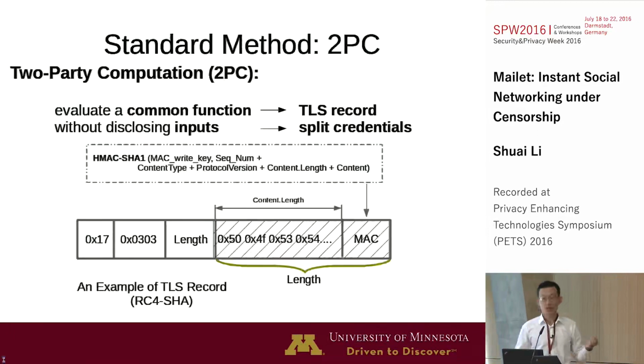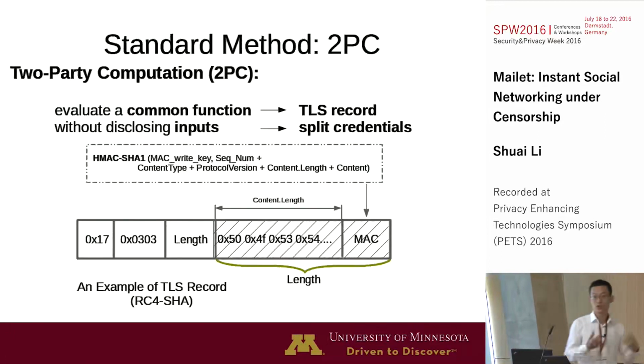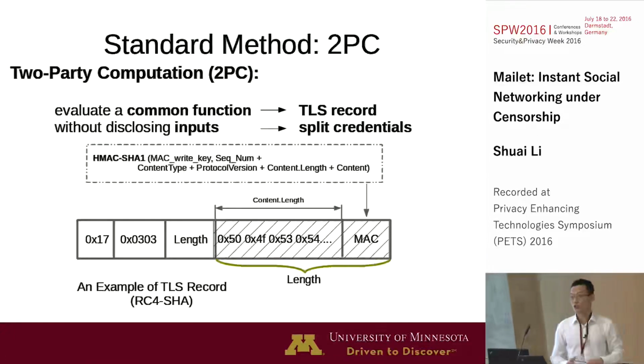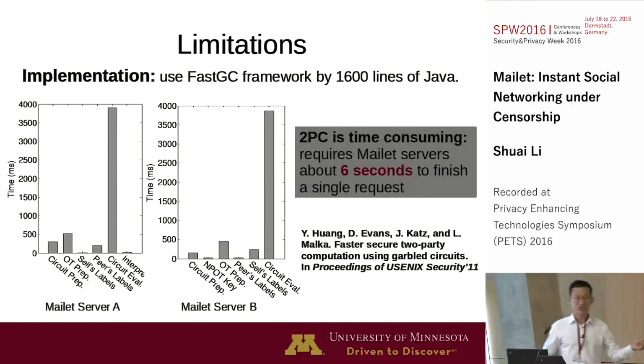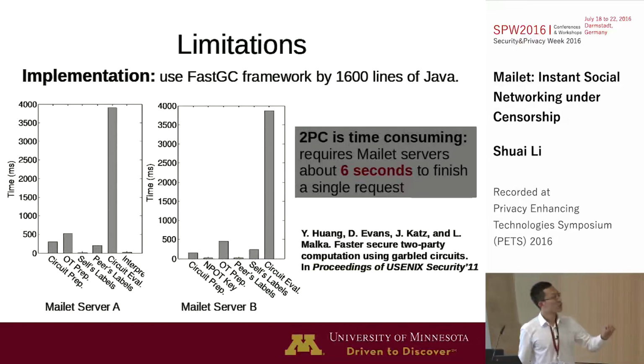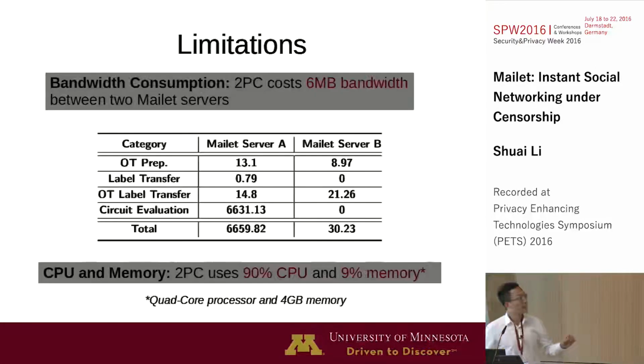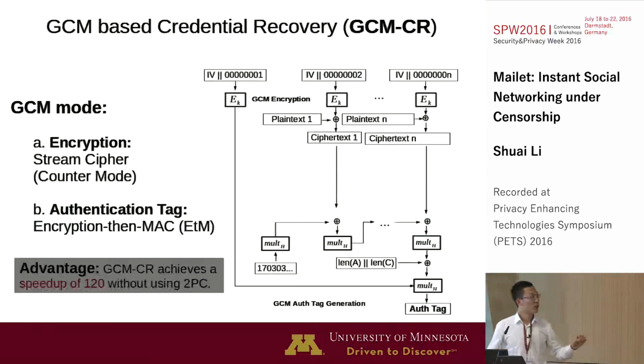So here we come to a problem: how to do the secure computation. A standard way to do this is a two-party computation. But we find that it's very costly. It takes 6 seconds to finish a single request, and also 6 MB of bandwidth.